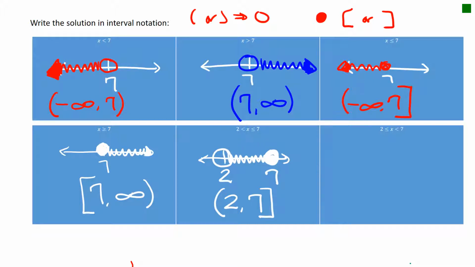Okay, so now if we look at the next one, we're looking at an x in between again. It's between 2 and 7. Between means in the middle. 2 is included, 7 is not. So this time 2 is my smallest number, 7 is my bigger. 2 is included, 7 is not.